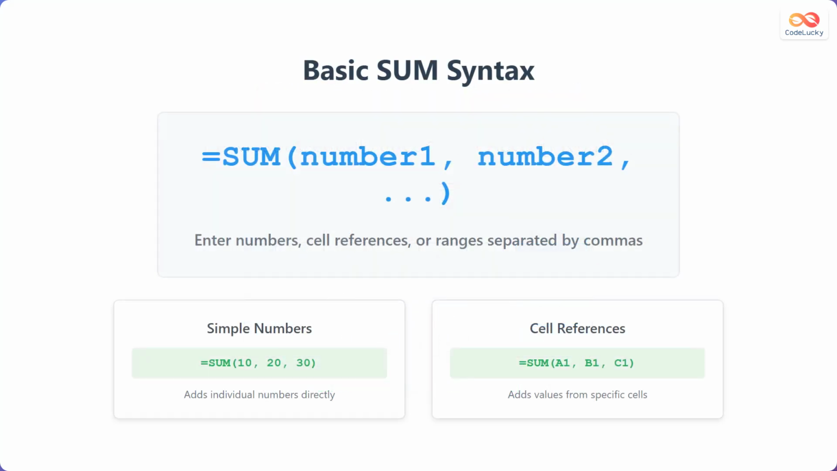Now let's learn the basic syntax of the sum function. The formula is written as =SUM, followed by numbers, cell references, or ranges separated by commas within parentheses. For example, the formula =SUM(10, 20, 30) adds the numbers 10, 20, and 30 directly. Alternatively, =SUM(A1, B1, C1) adds the values found in cells A1, B1, and C1.